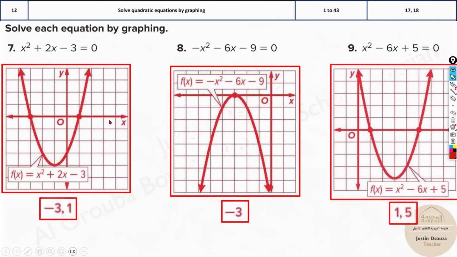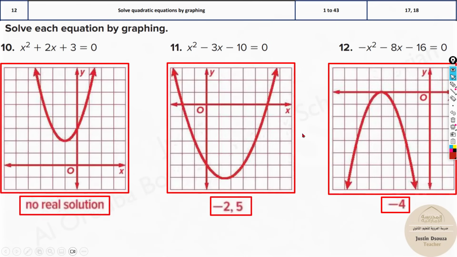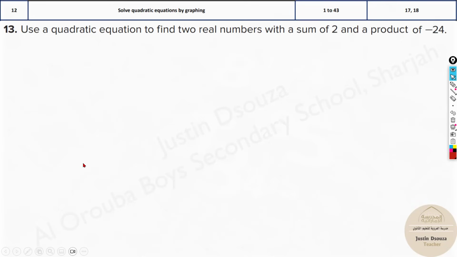Please do these problems by yourselves. They are also very straightforward. Now again the same ones, over here the graphs and the solutions are there. Here you can see there is no solution, no real solution, because it does not touch the x-axis.